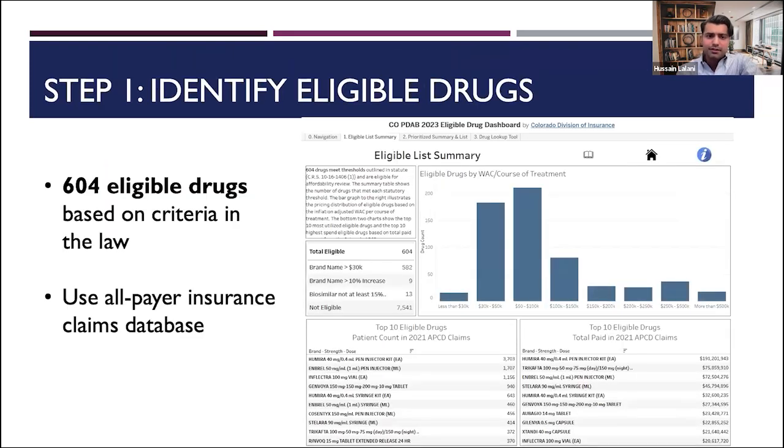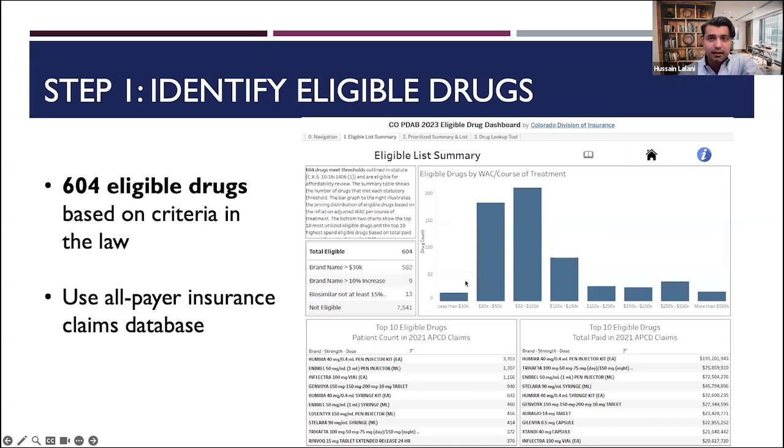So Colorado went through this exercise. They developed their rules, which you can view online on their website. They're very transparent about all this. And they utilized their insurance claims databases that they had access to, reported by the payers in the state, on how much certain drugs are being used and how they're being paid for. And they identified, based on these criteria, 604 eligible drugs. And this was done fairly recently, just last year.